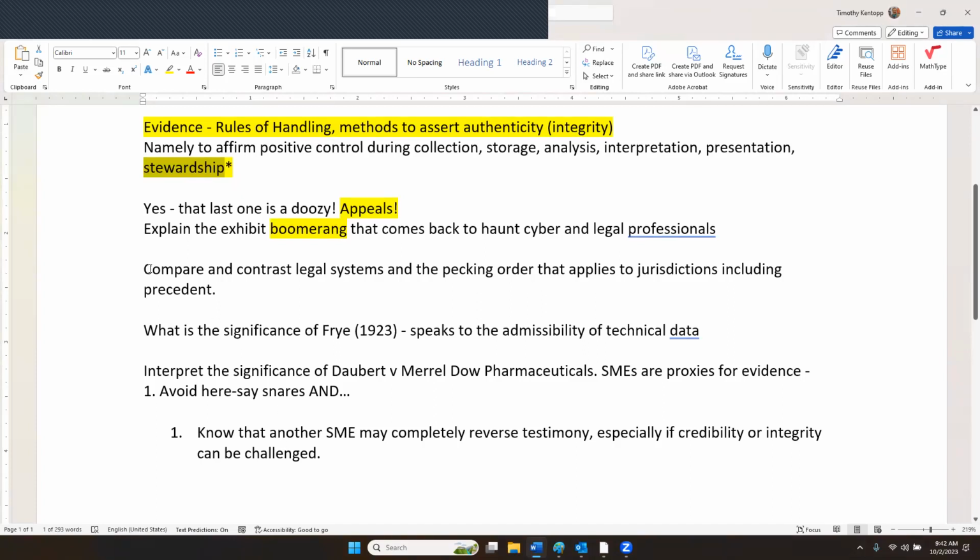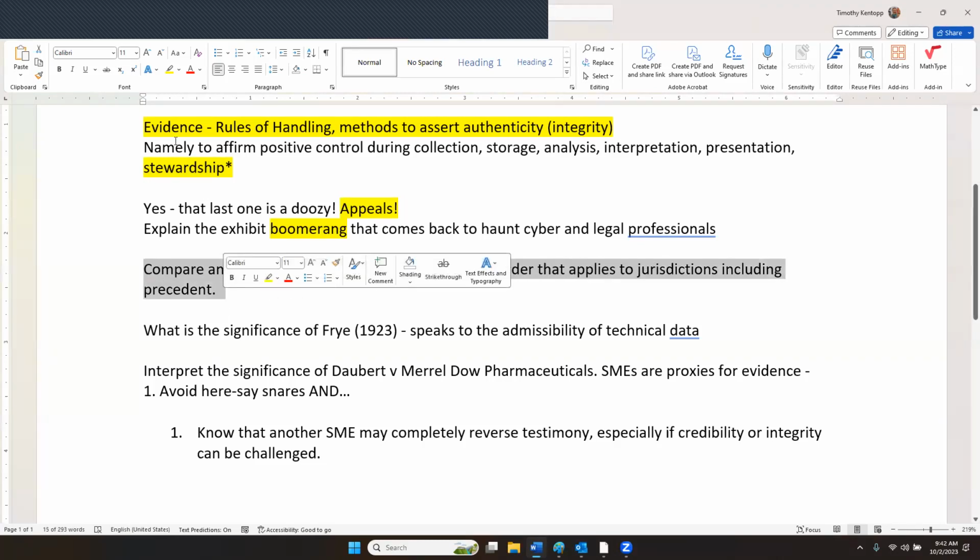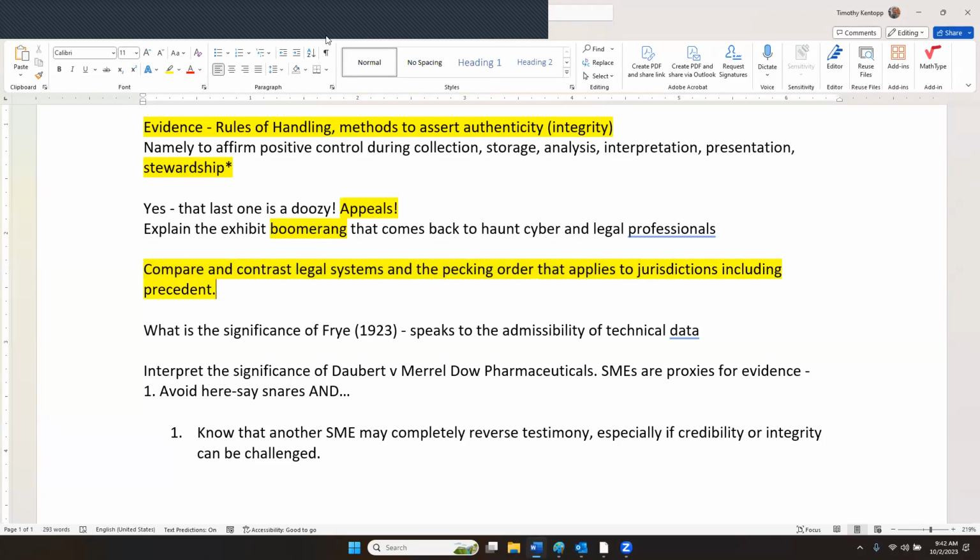Now, there is a pecking order with regard to jurisdictions. So you have different legal systems, and they each have precedent. And what we're going to do is switch back to the textbook. Any questions at this point? No questions.